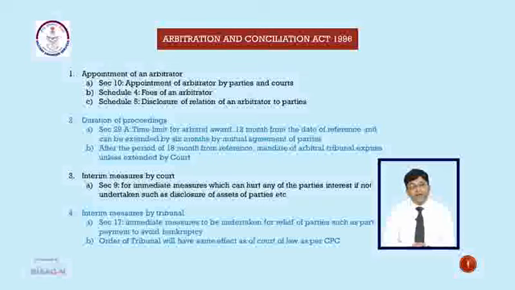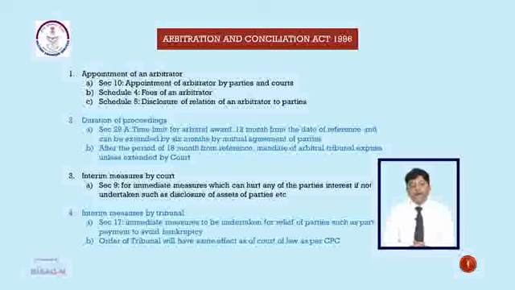The second part is about the duration of proceedings. Unlike the Arbitration Act 1940, the 1996 Act, in the recent amendments, has put in Section 29A. Section 29A limits the time for the hearing and the award to be published. The total time given as per Section 29A is 12 months from the date of reference, and this 12 months can be extended by 6 months by the mutual agreement of the parties.